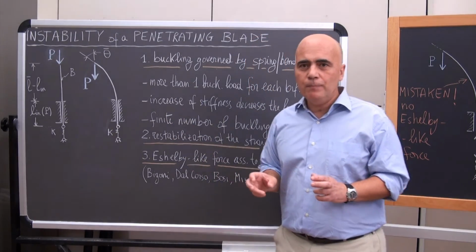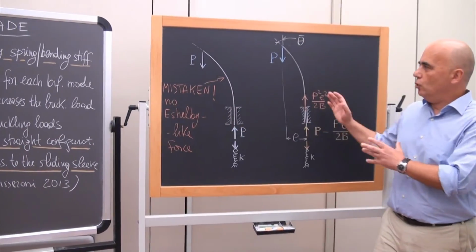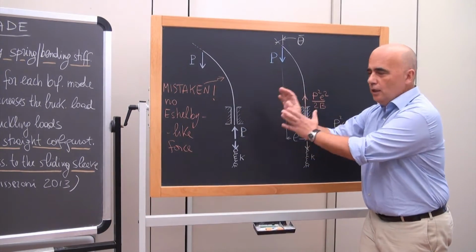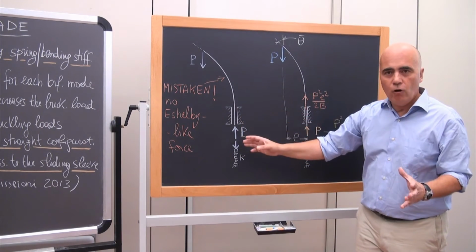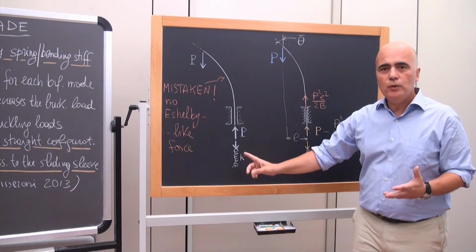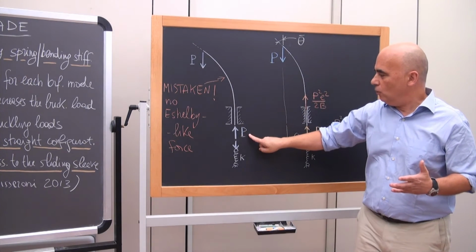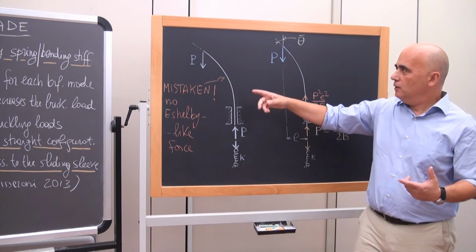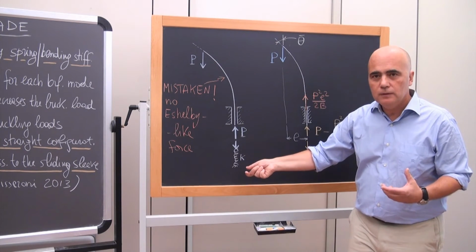This is an important point, and to elucidate this point, I have to show you these two configurations. The first on the left is simply mistaken because there is no Eshelby-like force, and so if we ignore this force, vertical equilibrium implies that this dead load is equal to this dead load, and the spring is simply compressed. It means that if I increase loading, the spring will continuously shorten.